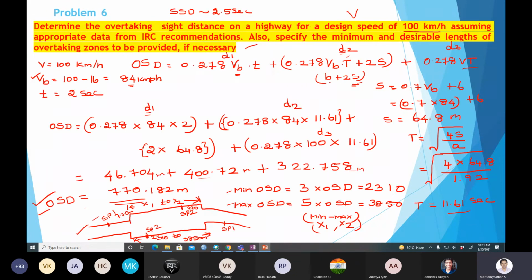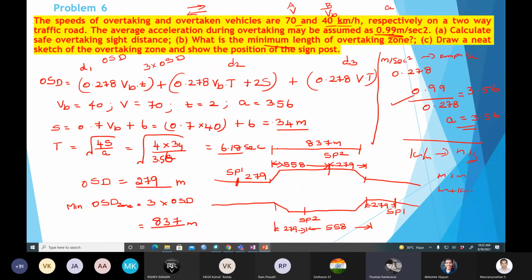Sir, I have another doubt. In the second sum, we've written S equal to 0.7 VB plus 6, no, sir. That VB we've mentioned in kilometer per hour. So the S value will be in kilometers, no, sir? So why is it 34 meters?